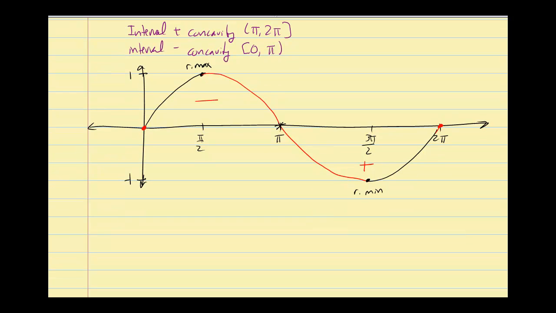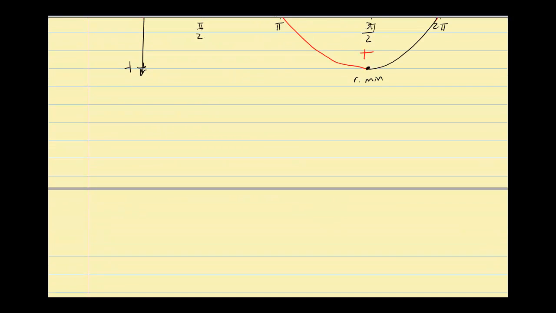Okay, let's go ahead and look at another example. This example, we're not going to be looking at a trig function. Let's go ahead and look at a rational expression this time. For this particular function, let's look at x squared over x squared minus 9.